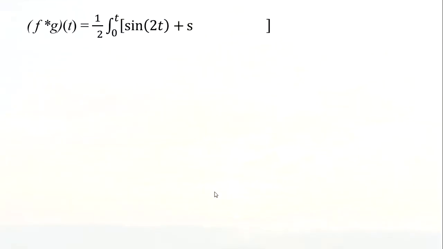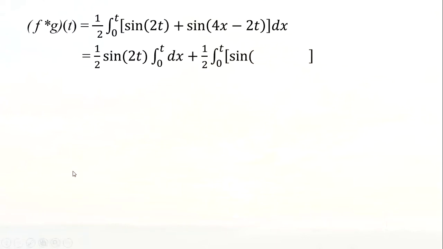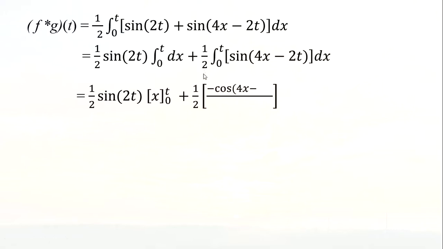So this is our previous slide. Now we have to do the integration. We will apply the integration for both the terms. There is no x here, so I take it out of the integration and just multiply it by dx, and here there is an x, so it is not possible to take it out of the integration, so I make it sine 4x minus 2t dx. Now integration of dx is simply x, and for the sine term the integration is minus cos 4x minus 2t, divided by 4.